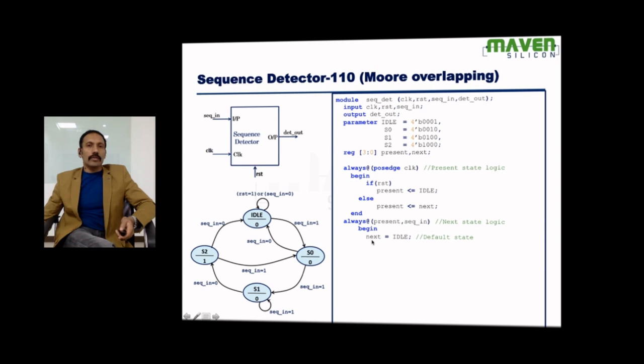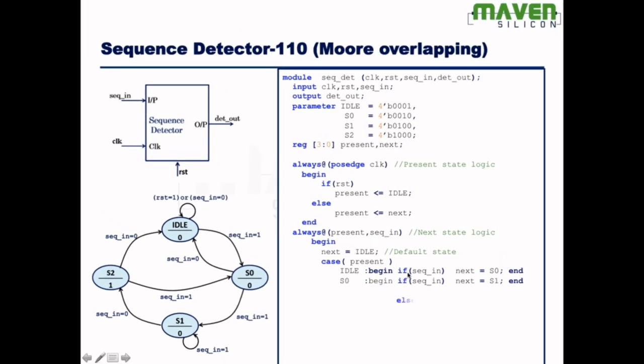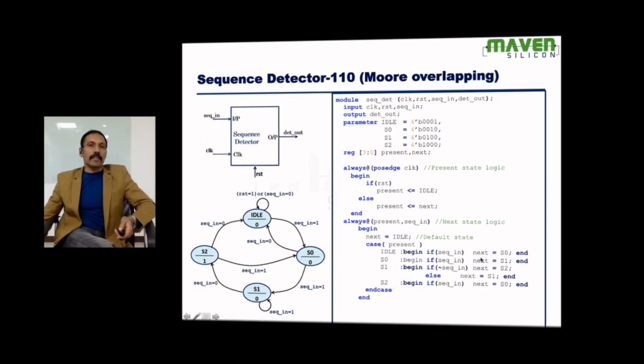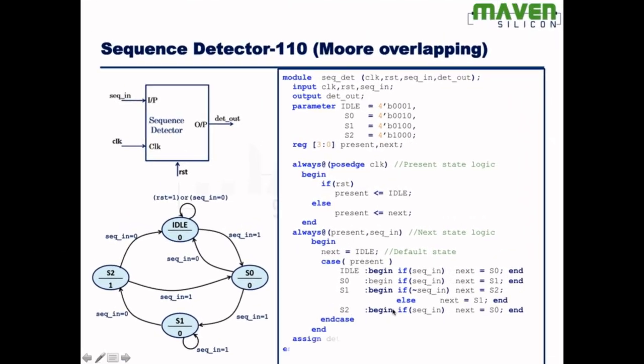And then you have to make the default assignment because this is combinational. Case, sample the present state. And for each present state, you define the transition. Here, for idle, for S0, for S1, for S2, we covered all possible states. So basically, in next state decoder, we are defining all the transitions. And the next state decoder logic is going to produce the value of next state based on two things, present state and input. So here, based on input, you can define the transition. This is next state decoder logic.